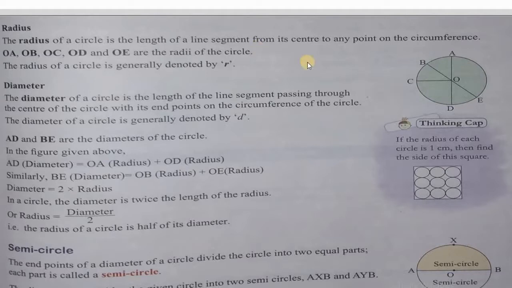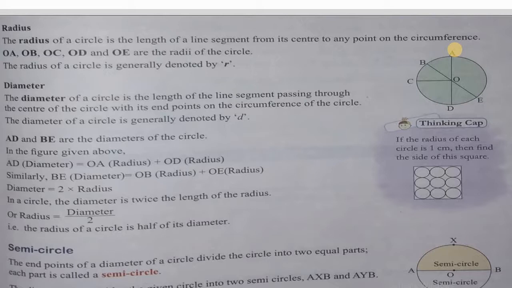That means this is the center, O. From O to A is the radius, as we told you. From the center to the circumference is called the radius. Here we have OB, OC, OD, OE and OA. All these are radii.